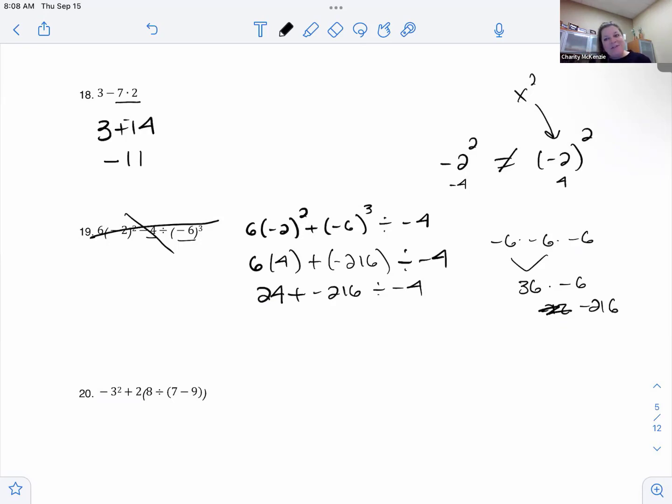So what is a negative divided by a negative? A positive. So we're going to have 24 plus positive 54 when we do that division. Now we're to add, subtract, and 24 and 54 make 78. So our final answer is 78.